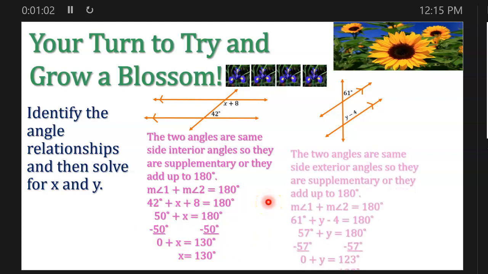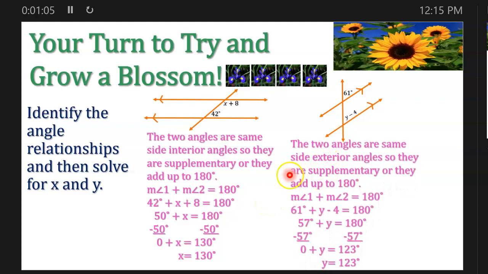On the right side, we have corresponding angles, which are, hang on one second, that's not right. All right, so yes, they are exterior angles. And because they're on the same side of the transversal, they're going to be supplementary. My mouse is locking up today for some reason. And so because they're supplementary, we're going to make them equal to 180 and then solve. And so y is going to end up being 123 degrees.